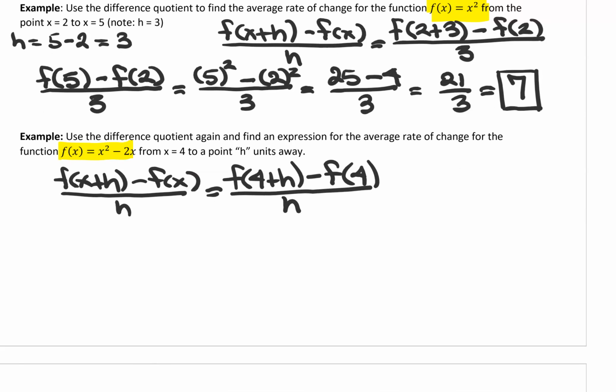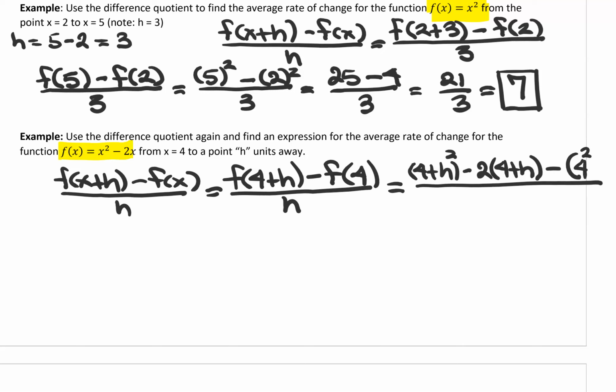Okay, so how do I find f of 4 plus h? Well, I plug 4 plus h into our function up here. So doing that, 4 plus h in there for x squared, so that's going to be 4 plus h squared minus plugging 4 plus h here, 4 plus h. Alright, so that's our f of 4 plus h minus, now f of 4 is plugging 4 into the function. So that's going to be 4 squared minus 2 times 4, which is 8. Okay, all that over h.